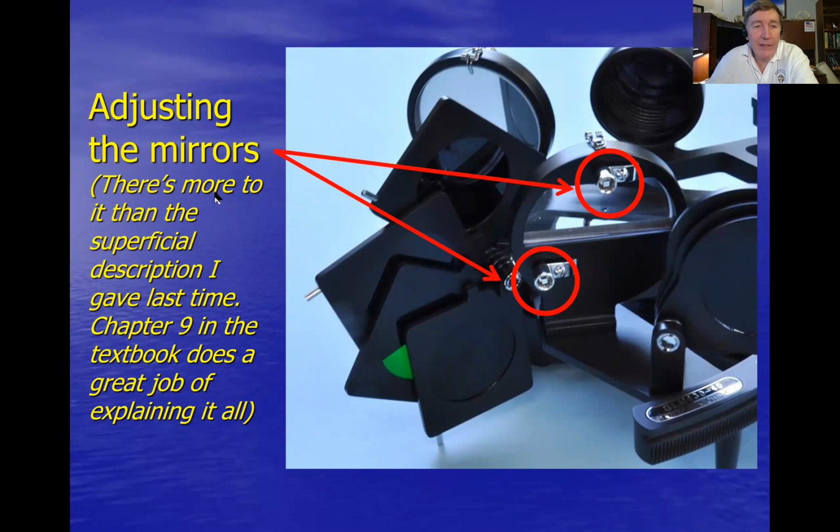So let me recommend that if you read chapter 9 in your textbook, I think the author does a really good job of explaining how to adjust your mirror to get your sextant dialed in just perfectly. So let me just recommend that you read chapter 9, and I think you'll be happy with that. I like the job he does there.